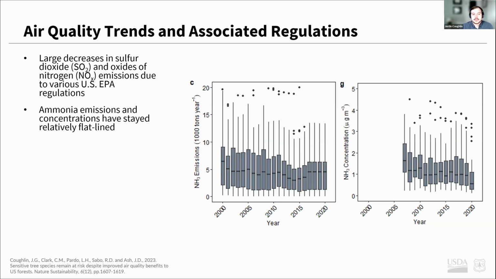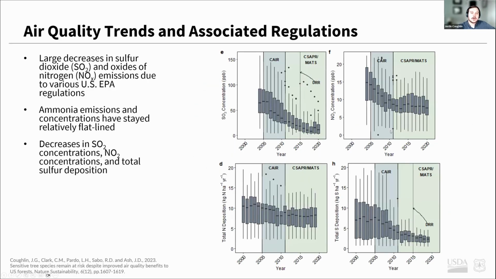Alternatively, ammonia emissions have stayed relatively flatlined through this period of time. It's not a regulated pollutant by US EPA. And so you can see here on the left how these ammonia emissions over the last 20 years are relatively flatlined, as well as the concentrations that are associated with these. And these are nationally aggregated data.